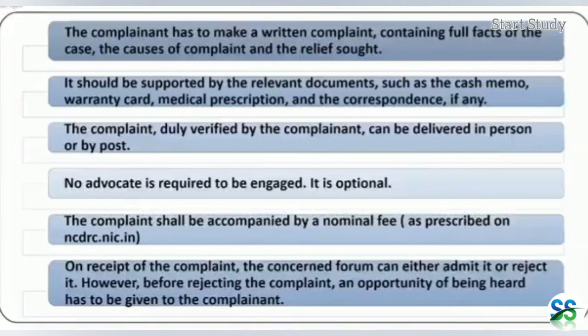ncdrc.nic.in. On receipt of the complaint, the concerned forum can either admit it or reject it. However, before rejecting the complaint, an opportunity of being heard has to be given to the complainant. Moreover, the admissibility of the complaint has ordinarily to be decided within 21 days of receiving the complaint.